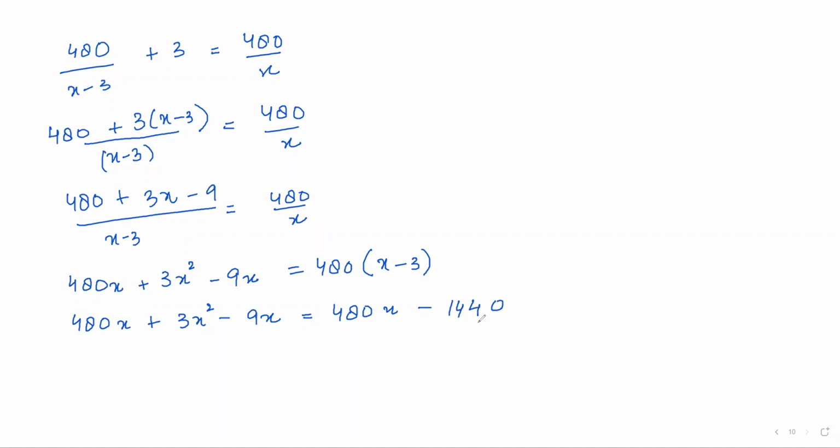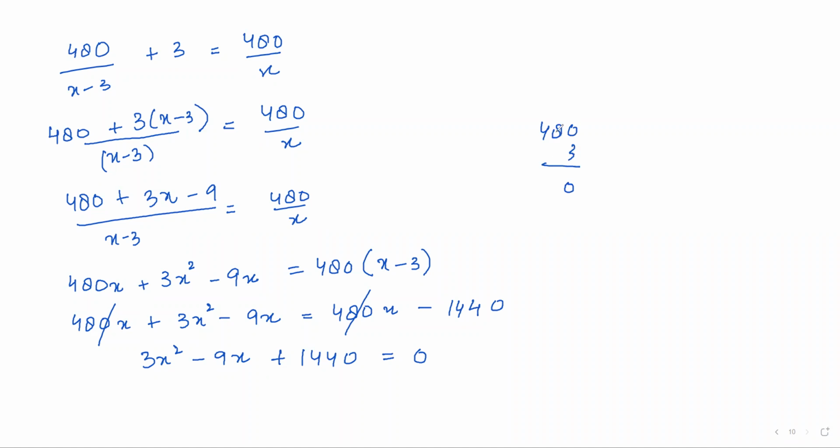Please check the calculation here. Now you can see 480x you have on both the sides, clear? It is gone. So you are left with 3x square minus 9x, and you can bring this here. 1440 is equal to 0. Is this correct? Have I done this calculation correct?